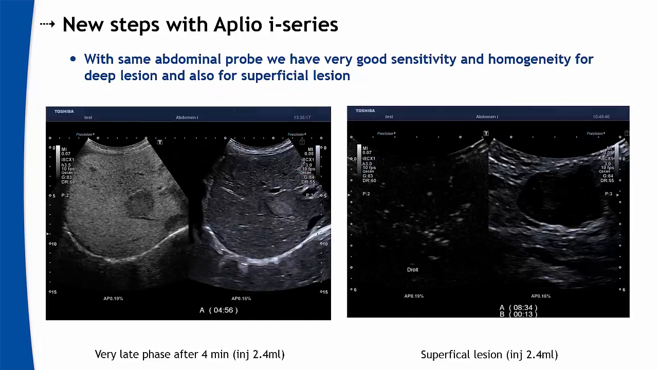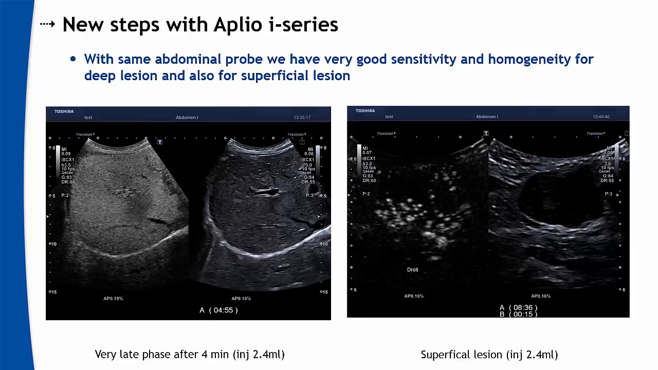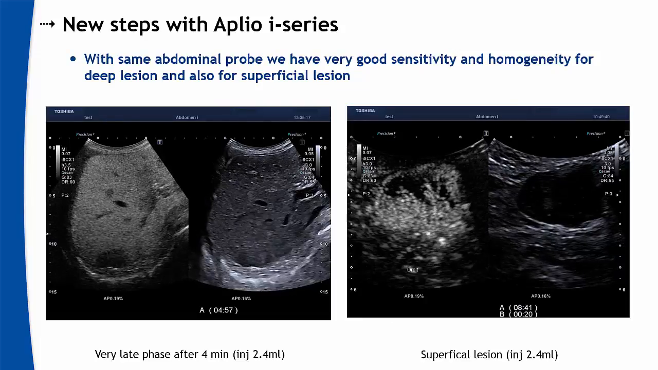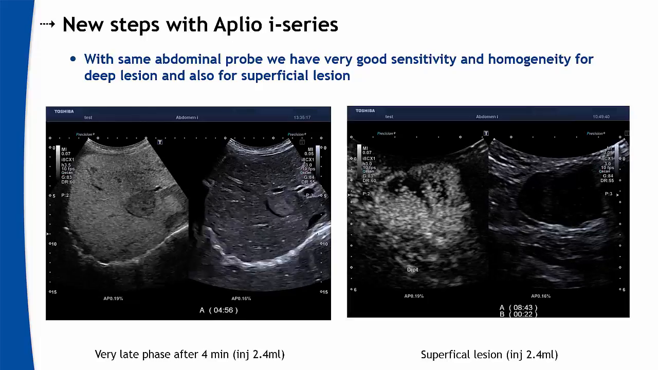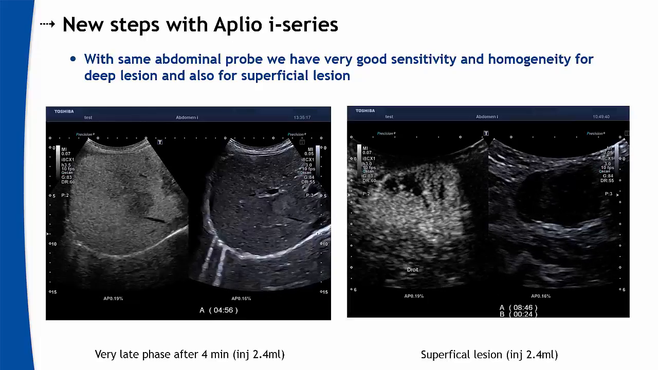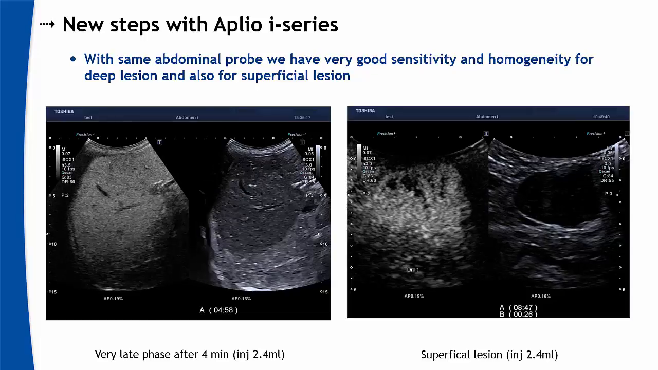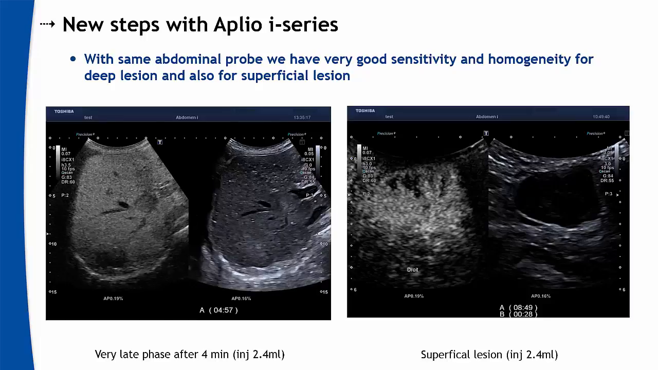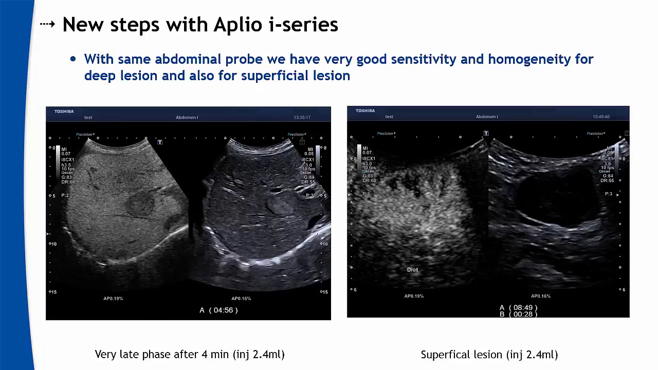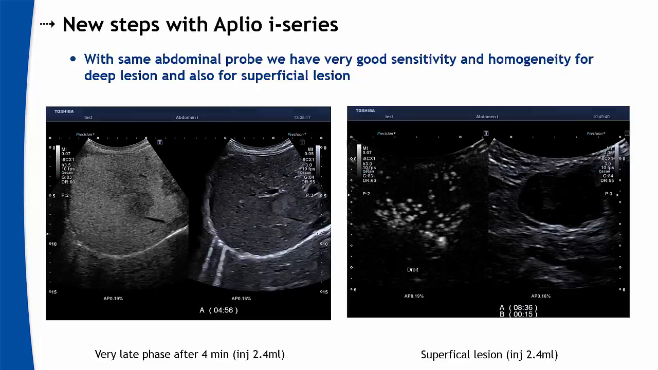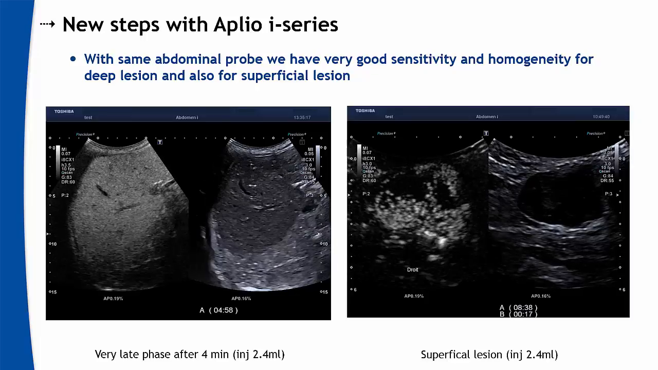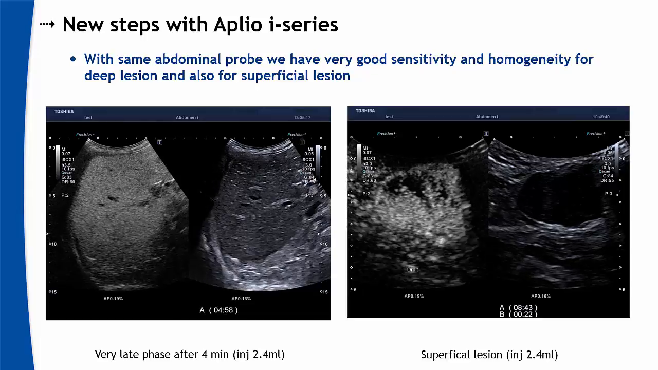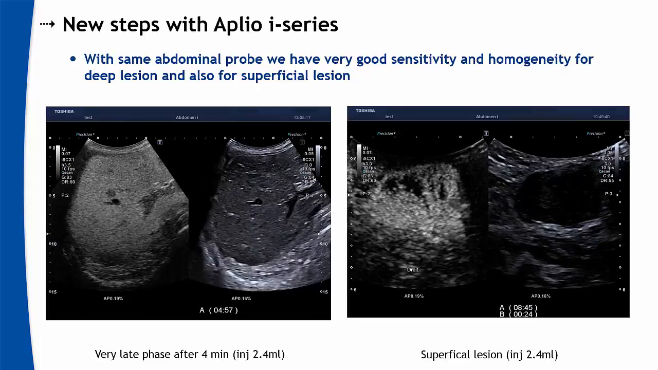And to finish, the next step, with the same probe, we are able to have a very good sensitivity and homogeneity. So this is a patient. You can see that we are probably at about 13 centimeters, and we are able to see the very small lesion in the superficial area, but also in the deep area in segment 7. With the same probe, we are also able to visualize, I think the video, check, okay, the vascularization in the superficial lesion.